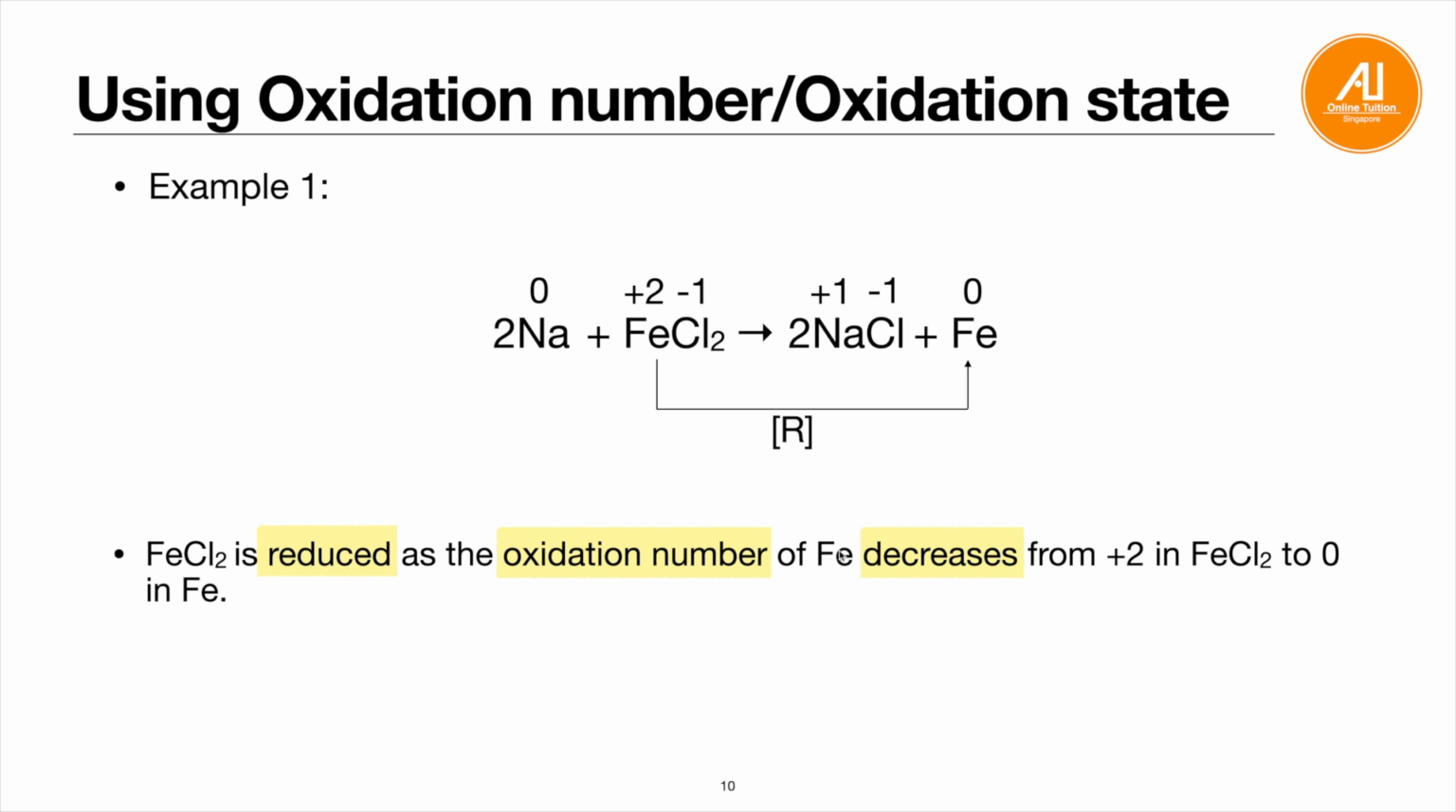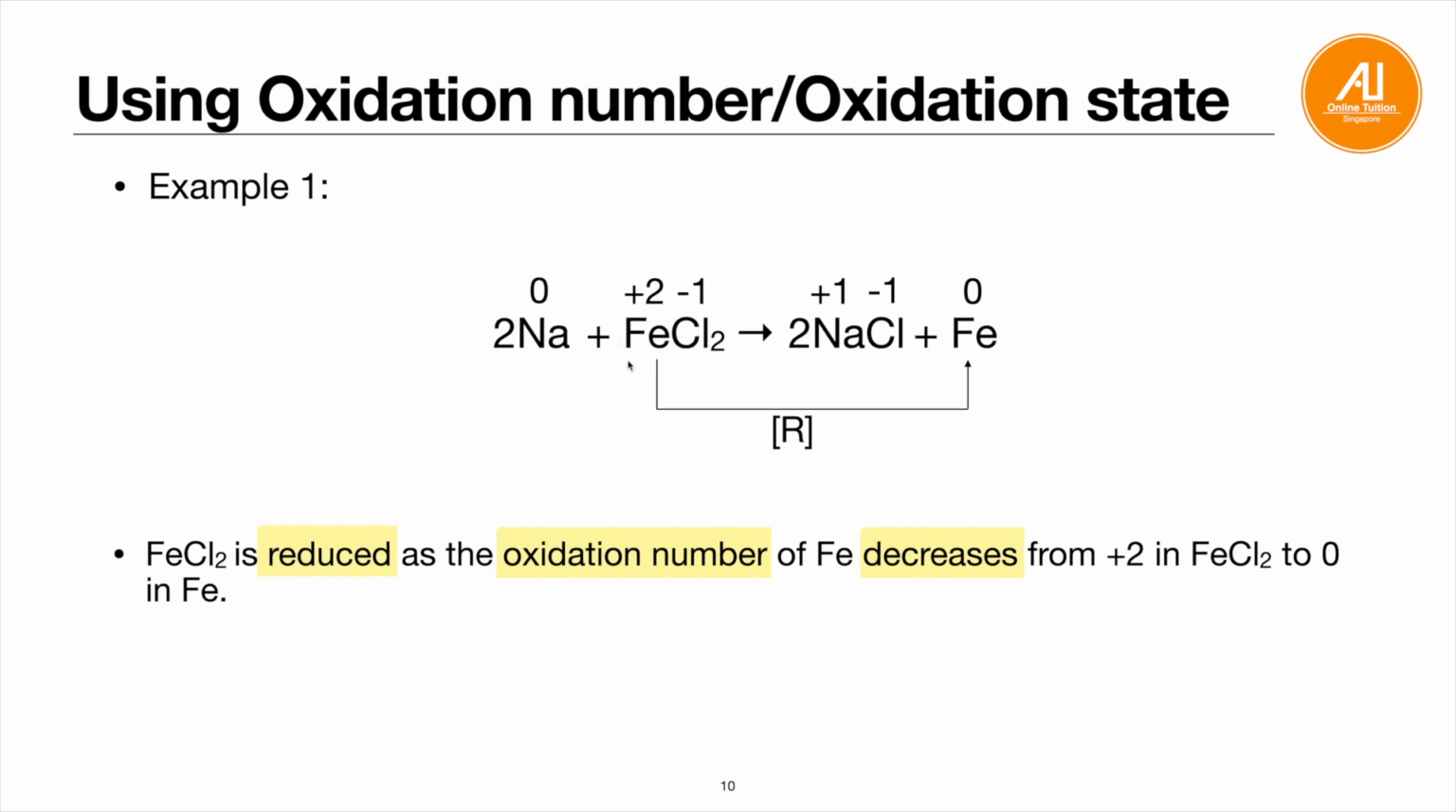It only exists for an element. Okay, as the oxidation number of iron decreases what? From +2 in where? In FeCl2 to 0 in Fe. So it's very clear. From what number to what number? From where to where? Got it? Okay, so I repeat again. FeCl2 is reduced.